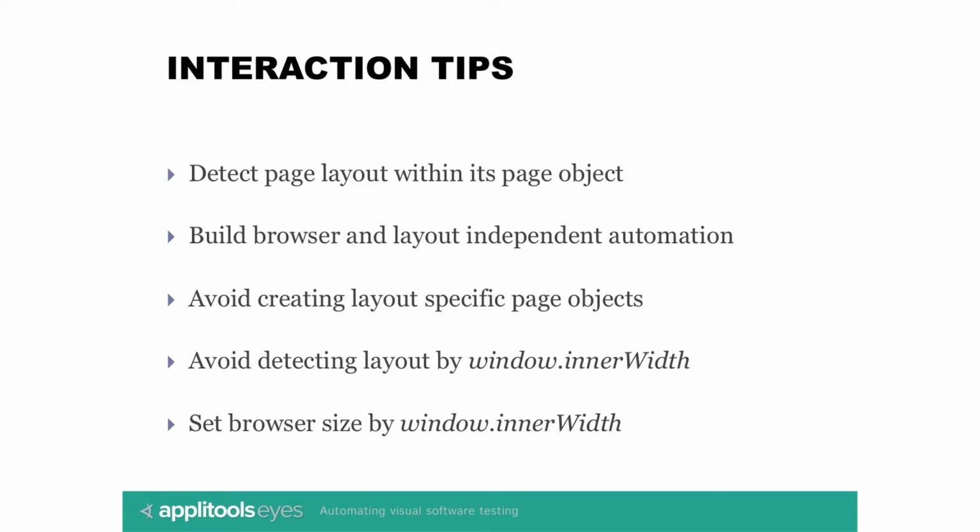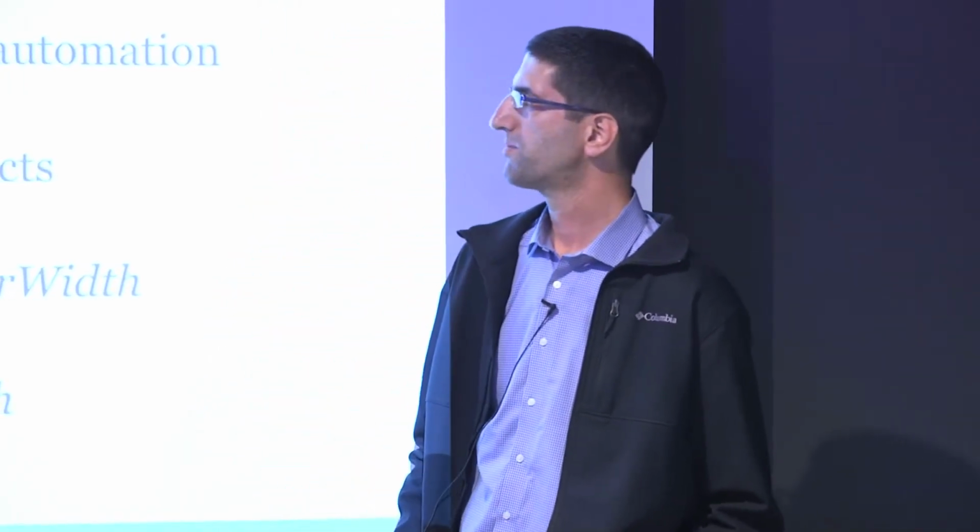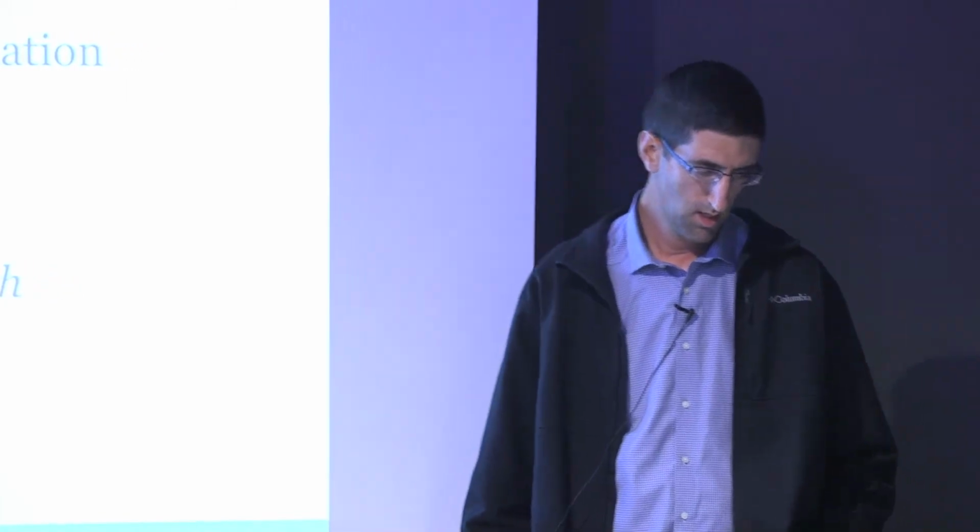Okay. So we've seen some examples of how to interact with a responsive site, and let's cover some of the important tips for interacting with responsive websites. Some of these we went over already. The first tip is that you have to detect the page layout within the page object. You should try to avoid detecting the page layout in the test code. You should encode it in the page object, and this will allow you to write tests that are layout independent and browser independent. This is an important point.